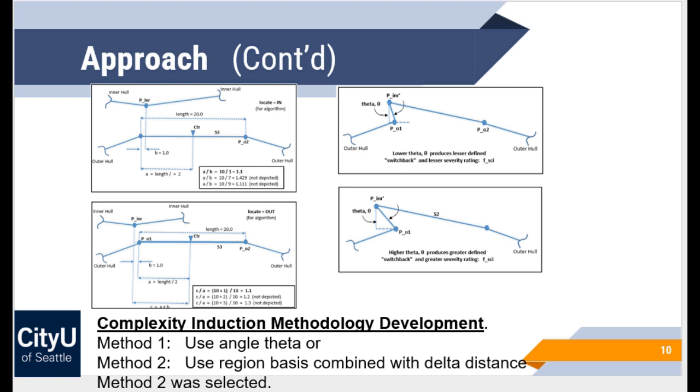Approach continued. Complexity induction methodology could use method 1, using angle theta, right-hand side of slide, or method 2, using region basis combined with delta distance, left-hand side. Method 2 was selected for this investigation. It was considered difficult to use the two methods together because of possible over-constraints.